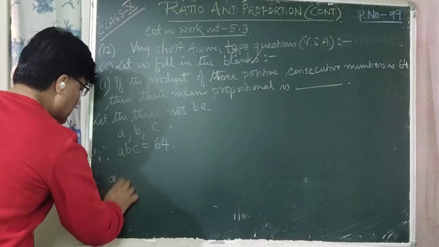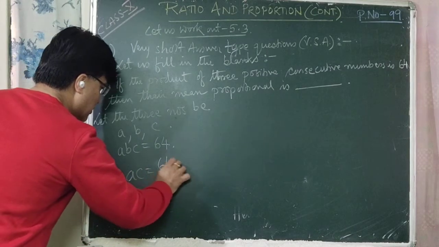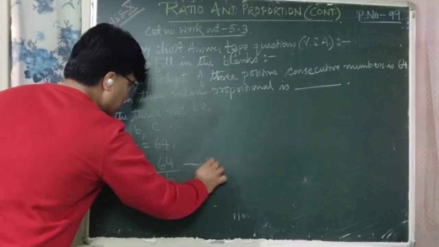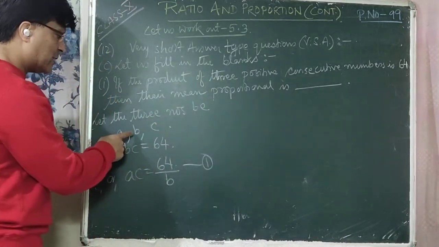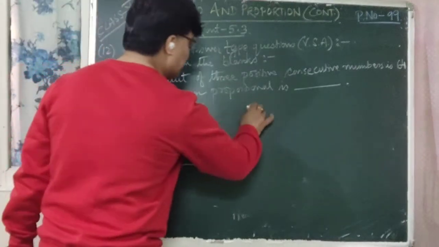Let us find out the value for AC here. So AC is equal to 64 by B. Let us mark it number 1. Now, in this case, let B be the mean proportional of A and C.